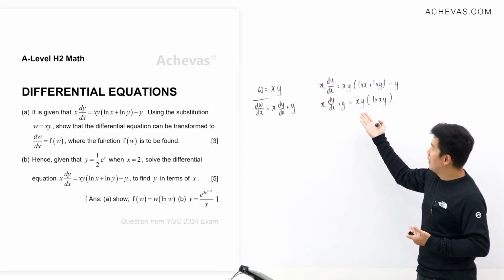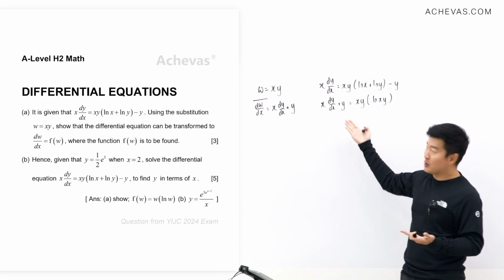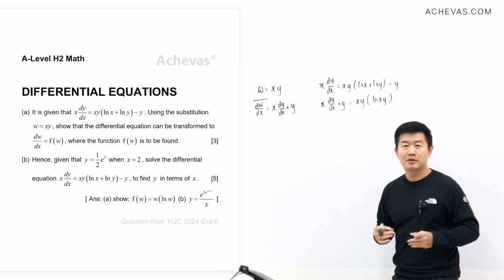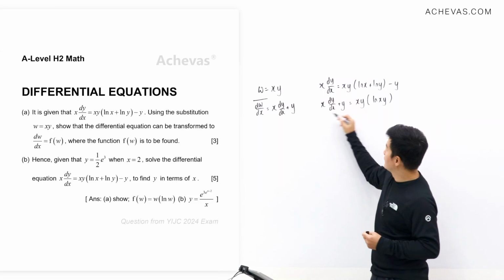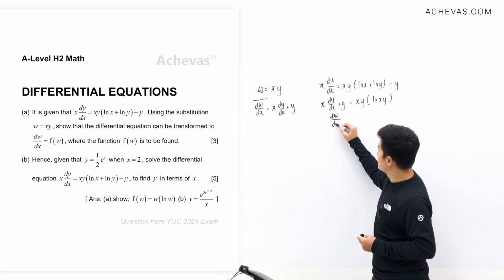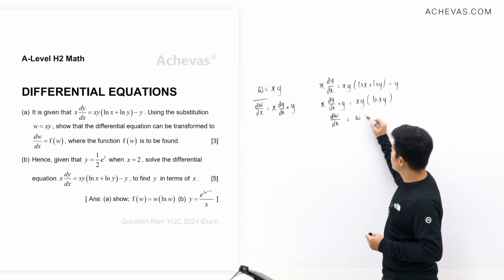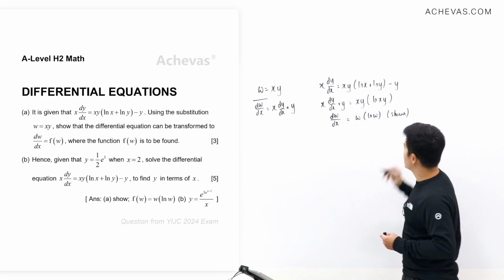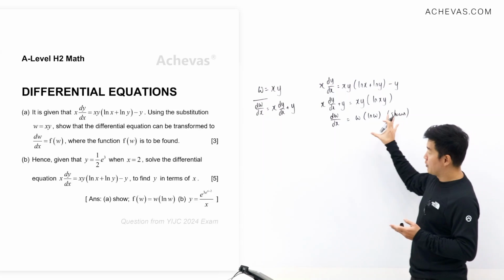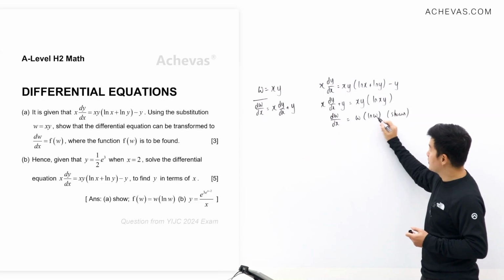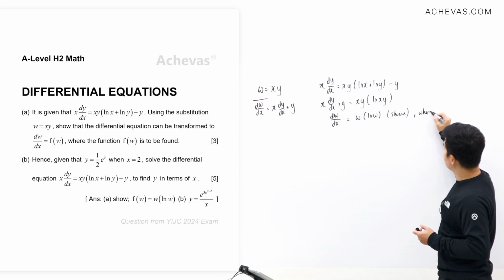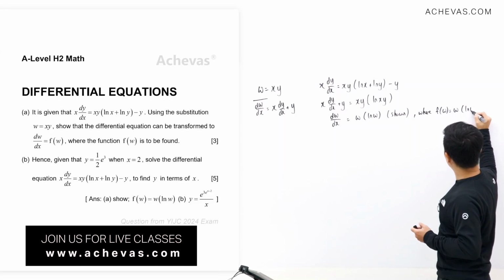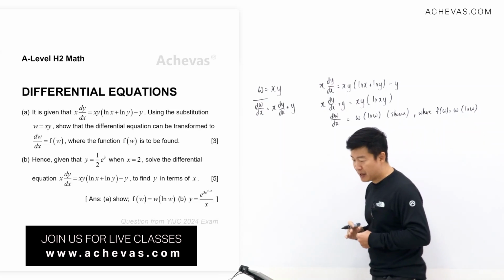So we now have another equation, which is actually this, but it is manipulated in such a way that it makes substitution so much more efficient. So this is going to be replaced by dw dx, and this is going to be replaced by w, and here we have ln w, and this is what the question requires us to show. And if I were to compare this to what the question wants, this will be f(w). So let me write it down here, where f(w) is going to be equal to w ln w. Okay, this is for the first part of the question.